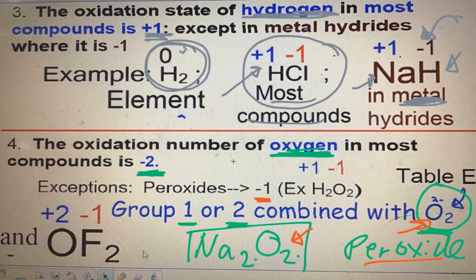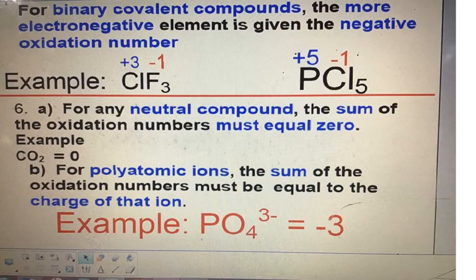And in a very rare case where you have oxygen difluoride, OF2, oxygen will be +2. Why is that? Because fluorine is very, very, very what? Very electronegative, and it will be -1. So oxygen will become +2. But I'll show you how to get a +2 in a second. All right, guys.